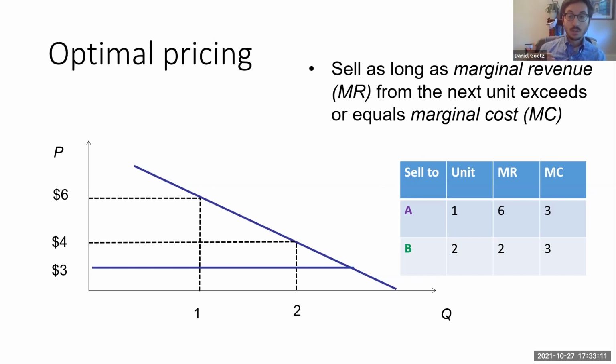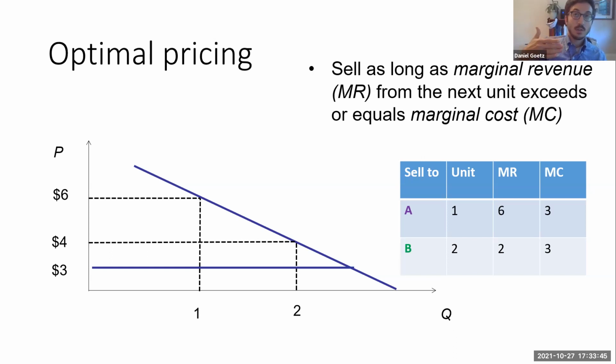What that means is my total revenue has gone up. Now I'm selling 2 units at $4. So that's $8 total that I'm making. But before I was making $6. So I've gained $4 from selling to consumer B, but I've lost $2 on consumer A, right? I could have sold it to them for 6, but now I'm only selling it to them for 4. So by going down to $4, I've lost 2 on A, but I've gained 4 on B, right?